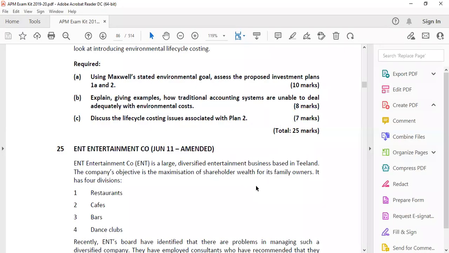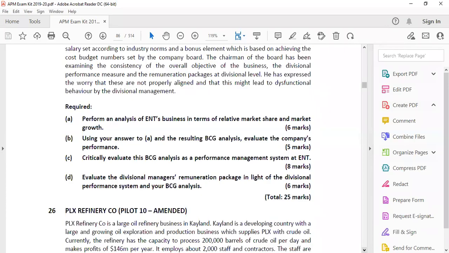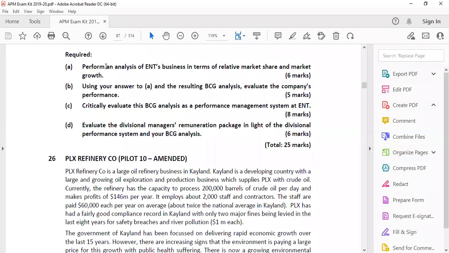There is a question on the screen, ENT Entertainment. This is about the BCG matrix. The question is to perform an analysis of ENT's business in terms of relative market share and market growth. Then, using your answer and the resulting BCG analysis, evaluate the company's performance. Again, BCG analysis, so exclusively one question on BCG analysis. Let's take it up and see.